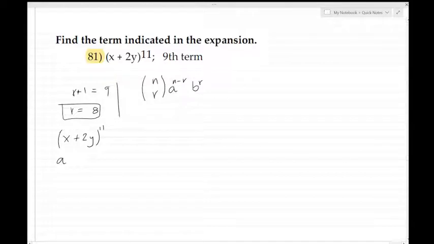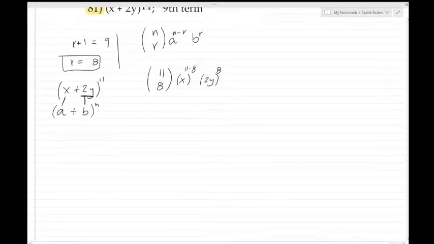this is our a, and this is our b, right? So this whole thing is our b. So n is the power, so 11 choose 8 times x to the power n minus r, so 11 minus 8, times 2y to the power r, which is 8.